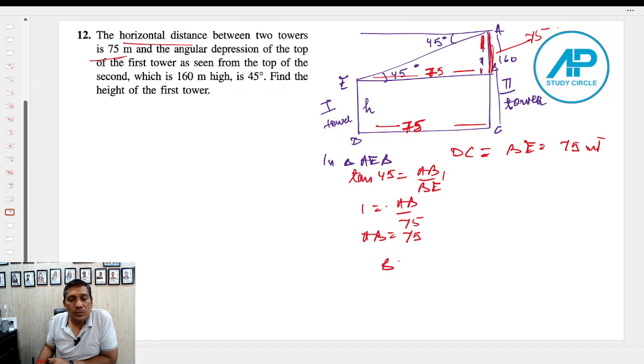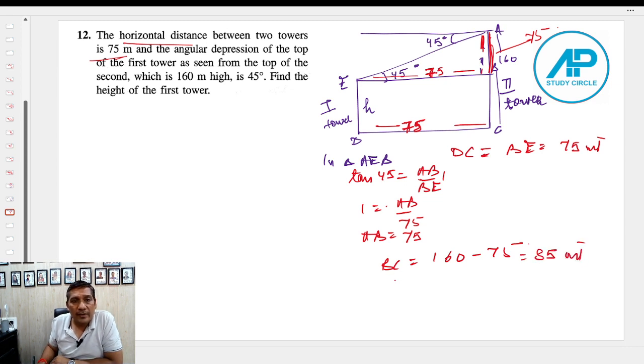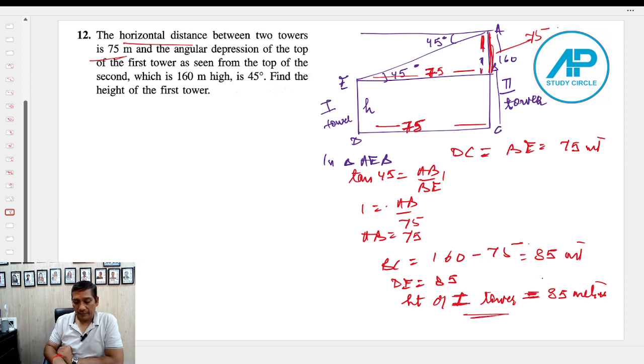So what would BC be equal to? 160 minus 75. I hope you understand that. And this equals 85. So BC is 85. So DE is also 85. So the height of the first tower is 85 meters. I hope you understand this question.